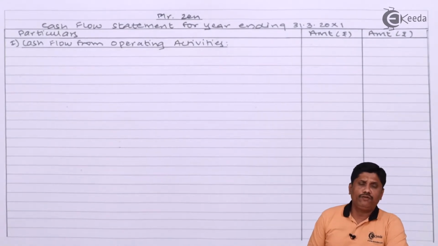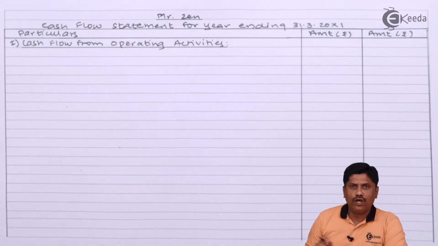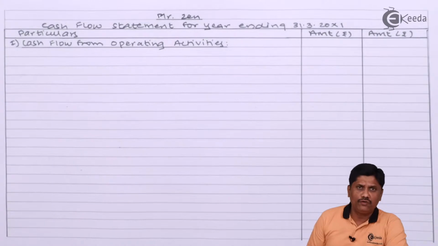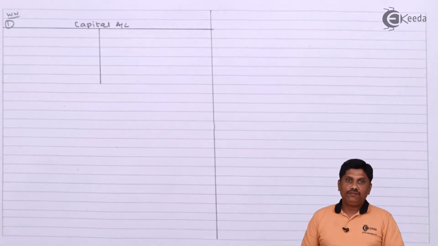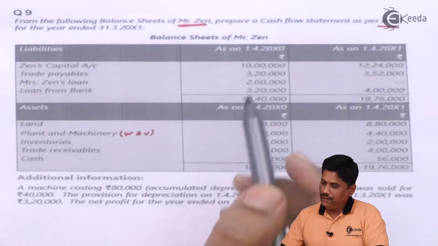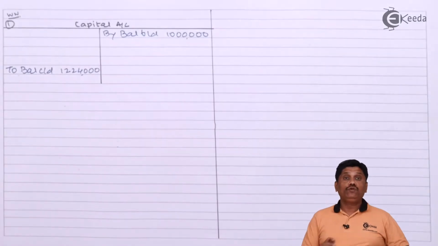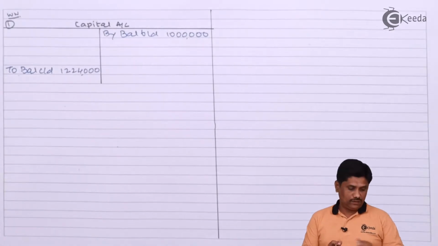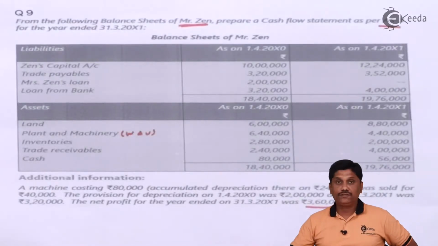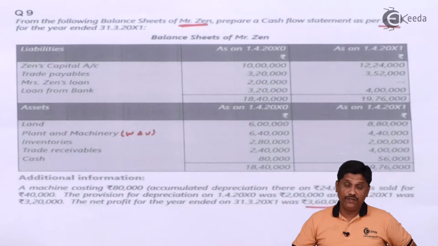Rather, what will be the entry for net profit? PL account debit to capital account, because it is always transferred to capital account. So along with that I will prepare a capital account also. Friends, we are ready with the format of the capital account. Now we will fill up the data. Opening capital 10 lakhs, closing capital 12,24,000. Here they gave you net profit, which as per the question is 360, and we know that net profit is credited to the capital account. So our entry will be PL account debit to capital account.